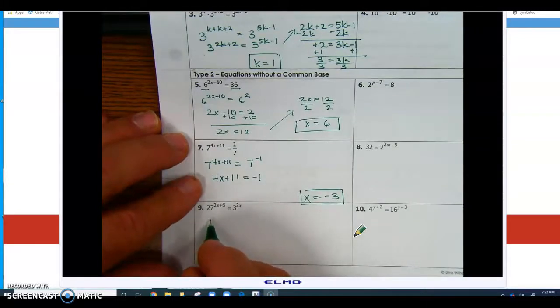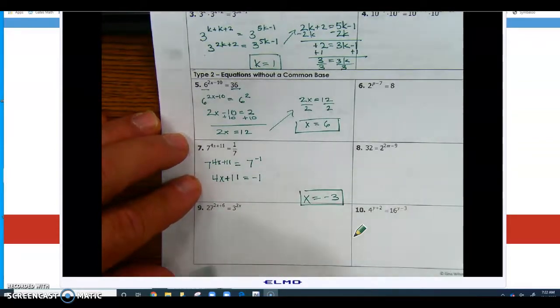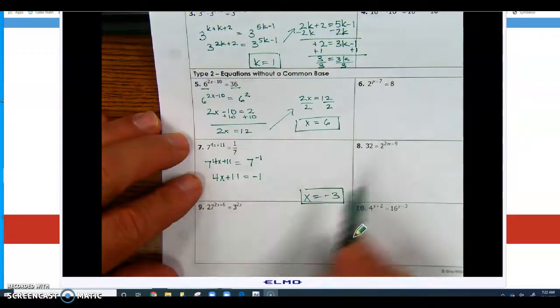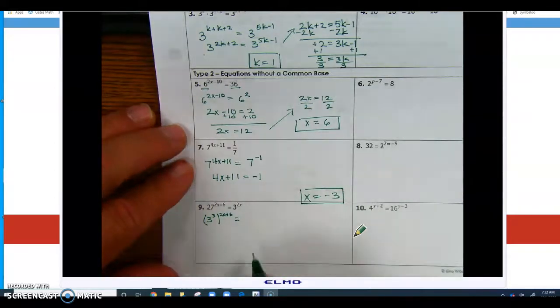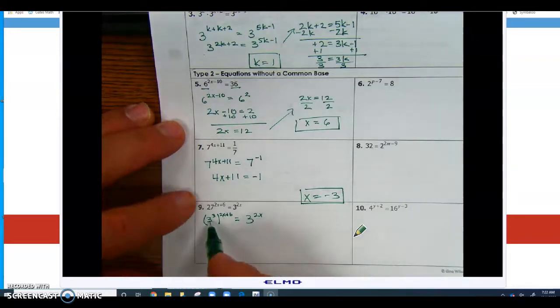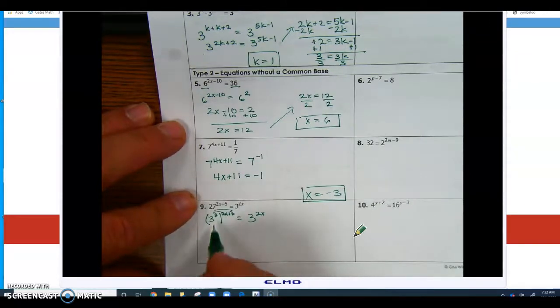Here I've got a base of 3, so I want 27 to be a base of 3. So this is harder than the rest of the problems we've done on this page, so I'm just going to do one of these. 27 is 3 to the 3rd power, and then I've got the rest of the problem, which is the power of 2x plus 6. So this is kind of crazy. Not really crazy. Now you have to know your exponent rules, which means to multiply these two exponents. So multiply 3 times 2x and 3 times 6. So I'll get 3 to the 6x plus 18 equals 3 to the 2x.